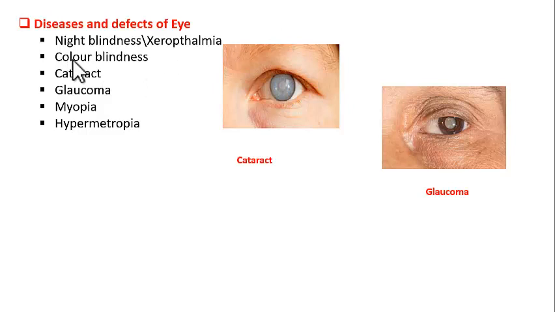Okay, next is color blindness. In this condition, the person is unable to distinguish the colors properly, particularly red, blue and green. Most of the time, color blindness is genetic, and there are few other reasons too. If it is genetic, it cannot be cured back, but it can be managed with lenses with filters.